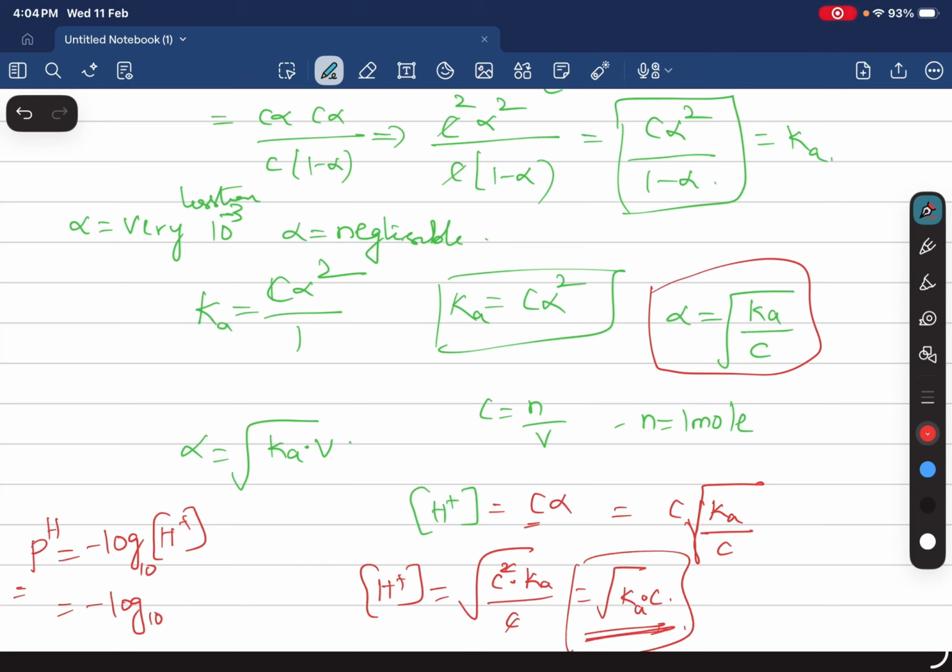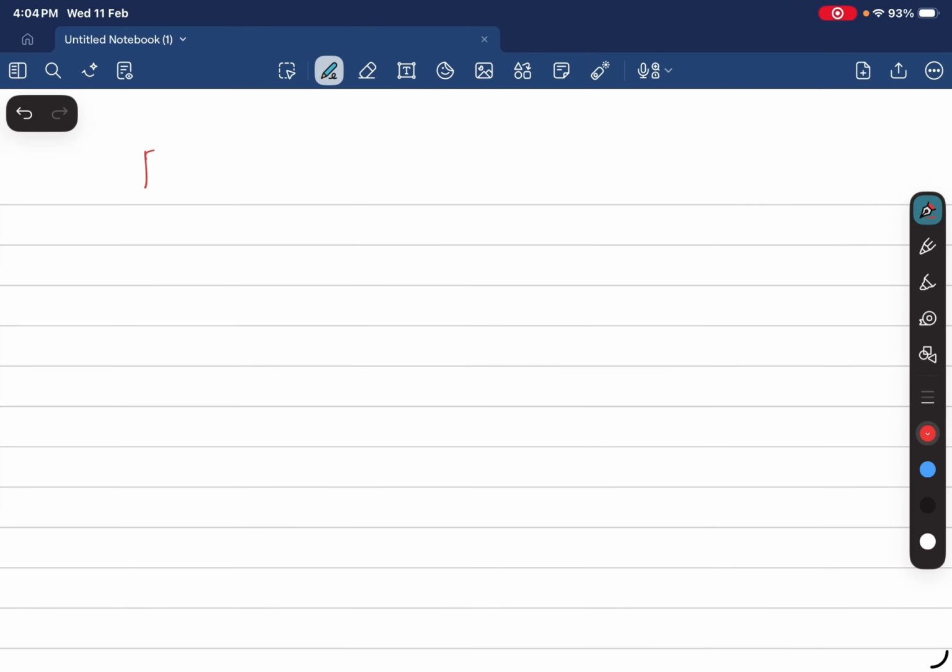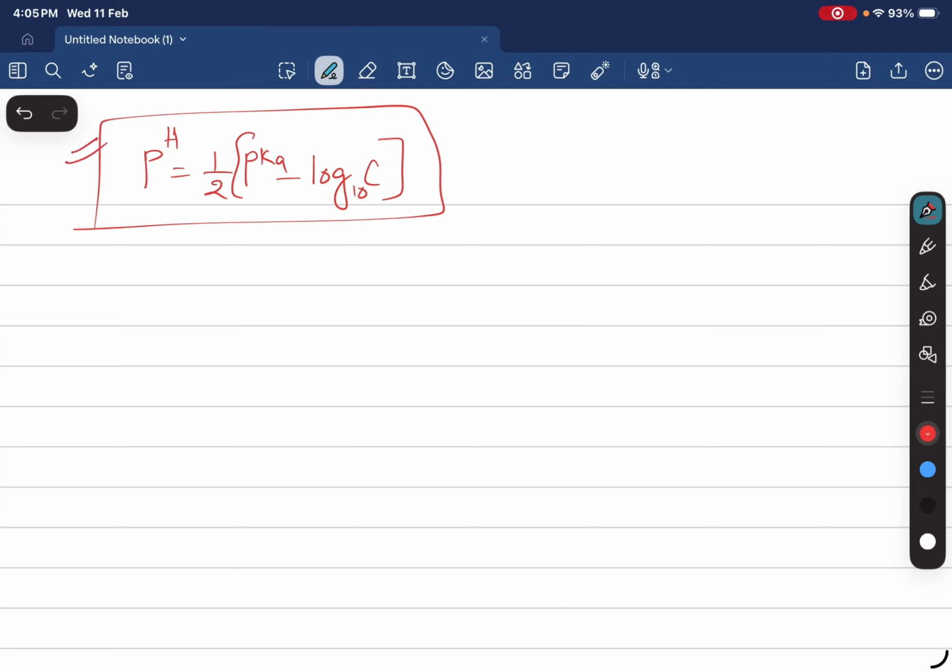So under root Ka C. This under root I can write as Ka into C power half. If you simplify, what I am going to get is a very important formula that you studied in Ostwald dilution law: pH equals half into pKa minus log C. This is the formula for finding pH of weak electrolyte.